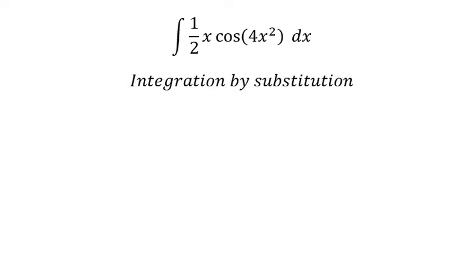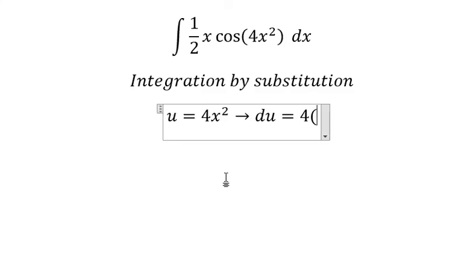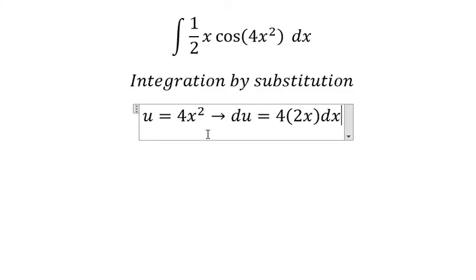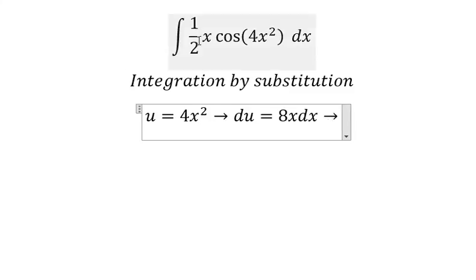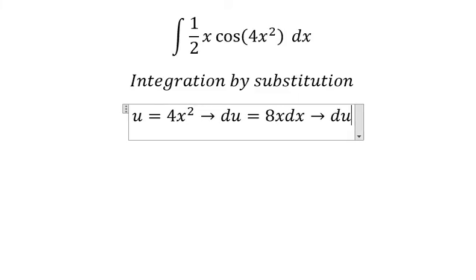So I will put u equals 4x squared. Later we do the first derivative for both sides. First derivative of 4x squared, you get 2x. Number 4 and number 2, you get 8. Because we don't have the number 8 in here, we need to divide both sides by 8.